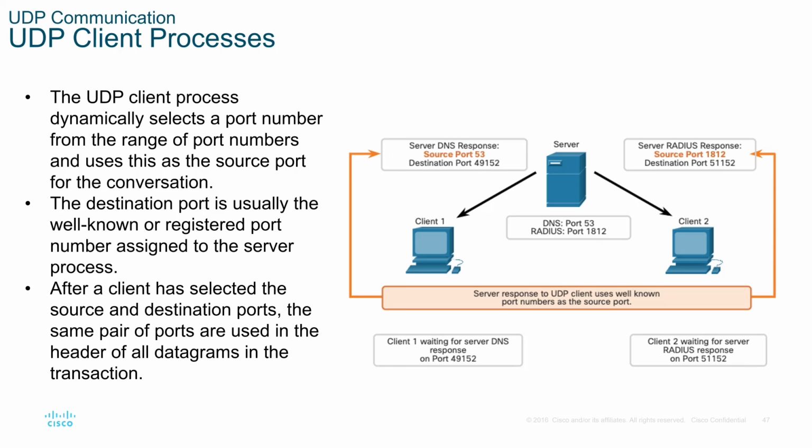The UDP client process dynamically selects a port number from the range of port numbers and uses this as the source port for the conversation. The destination port is usually a well-known or registered port, just as in TCP. After a client has selected the source and destination port, the same pair of ports are used in the header of all datagrams in the transaction.